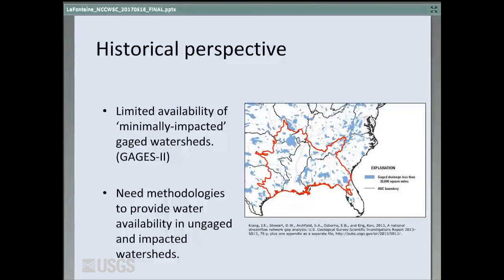effects. And so seeing that there's a lot of white area there, and trying to get at perhaps what the system is without all the impairments as a starting point, we need to develop methodologies to provide water availability information in those ungauged areas.